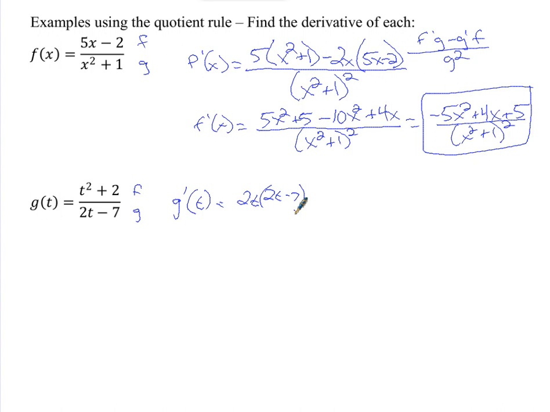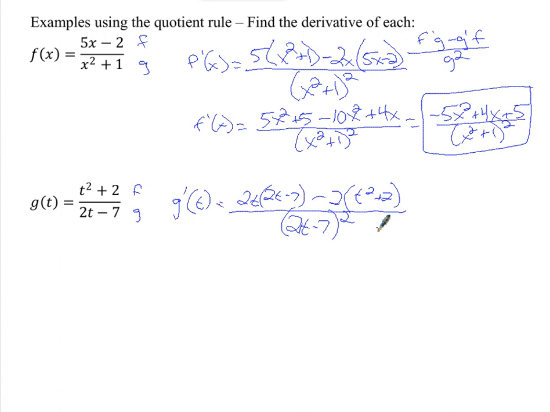Now what? Minus what? The derivative of g, which is 2, times the original f, which is t squared plus 2, all divided by 2t minus 7 now squared. Don't FOIL that out.